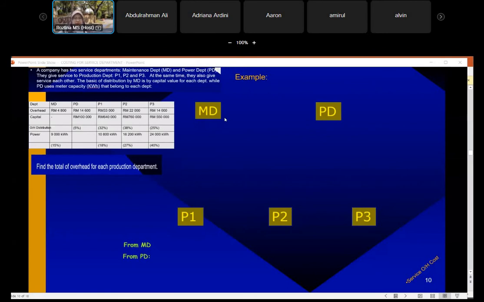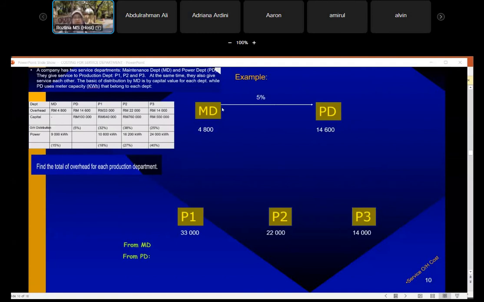Then you put arrow, overhead first. Overhead 4,800 is the overhead. 1,800, 14,600, 30,000, 20,000, and then 14,000. What else?